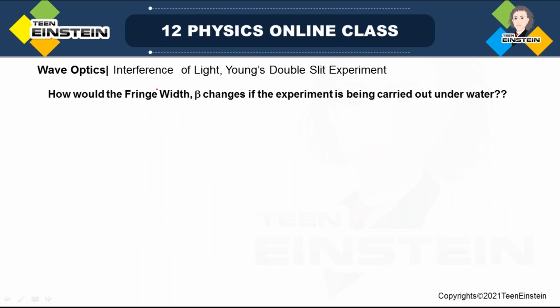Do you understand that if the Young's double slit experiment is being carried out under water, your fringe width is going to change to D lambda by mu into d?